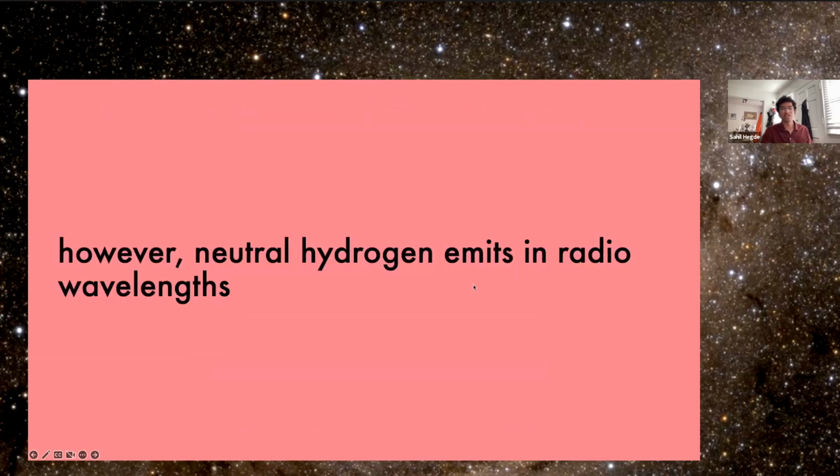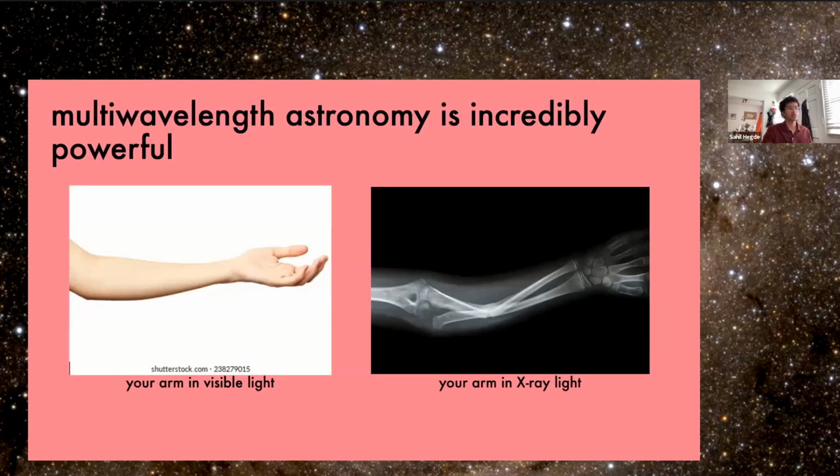Of course, this is also challenging because neutral hydrogen emits in radio wavelengths, so we can't study it with traditional telescopes, like the Hubble Space Telescope or the James Webb Space Telescope or something like that. We instead need to look in different wavelengths of the electromagnetic spectrum. So here's a quick recap of multi-wavelength astronomy.